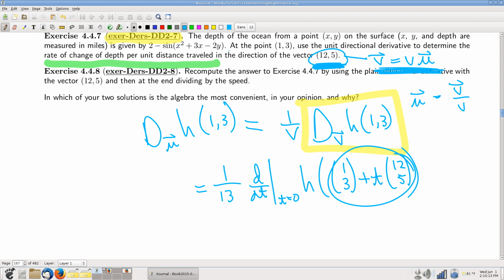let me clean up my mess a little bit. H is that function. Take the t derivative, plug in t equals 0. Don't forget to divide by 13 at the end. Okay. So it's all algebra from there. All right, perfect. Cool. All right, let me pause the recording.